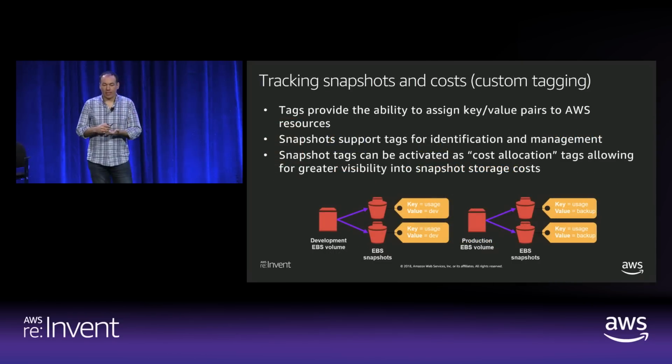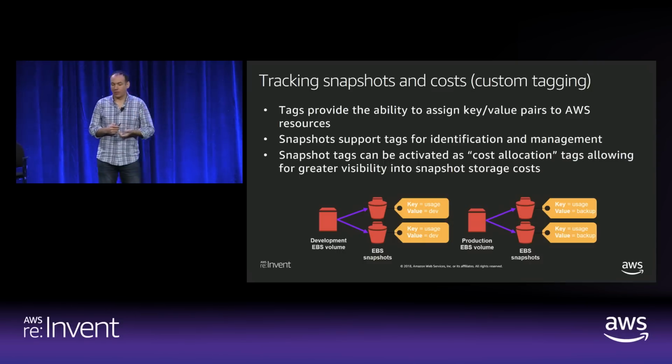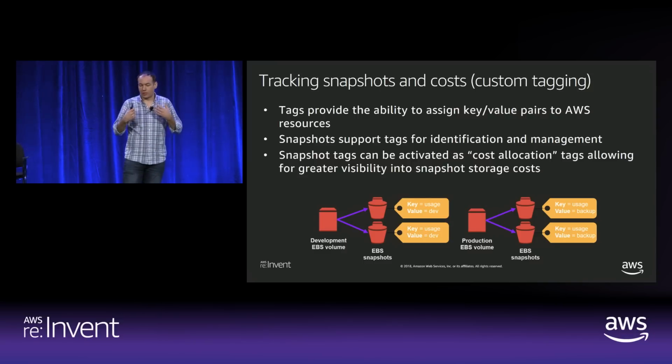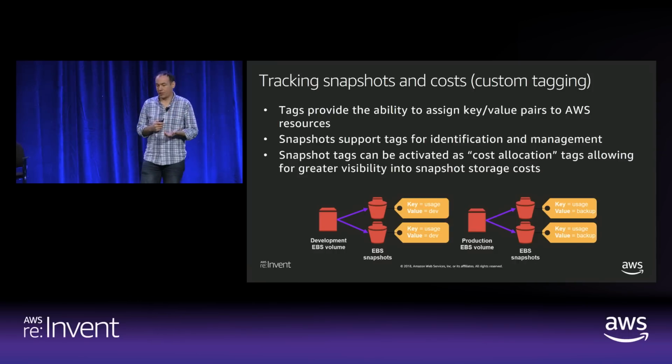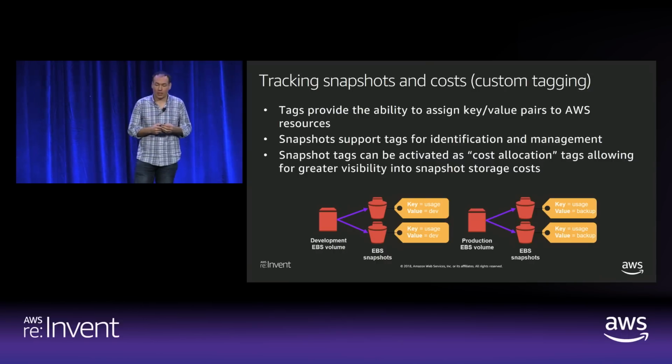Now, when you take snapshots, we also recommend that you tag them. Tagging is an important feature that allows you to better manage your AWS resources, and in this case, snapshots and volumes as well. They give you the ability to assign a simple key-value pair so that you know what those snapshots are for, and it allows you to visualize, analyze, and manage those resources. Now, you can also take these tags and activate them for cost allocation tags, which I'll talk about in a minute.